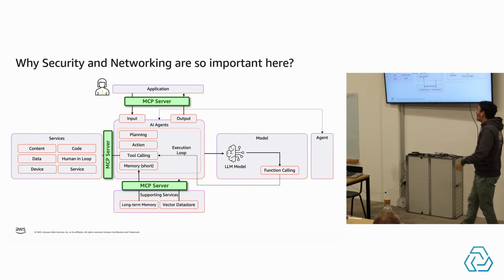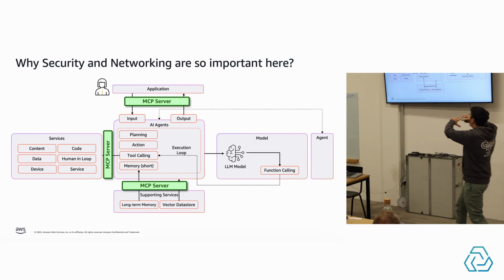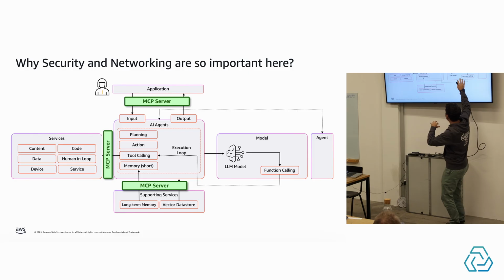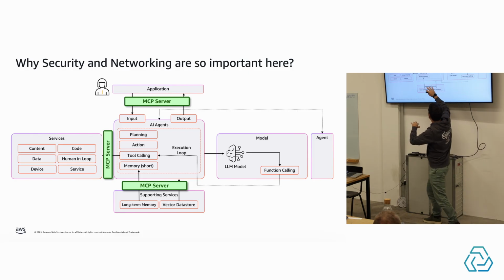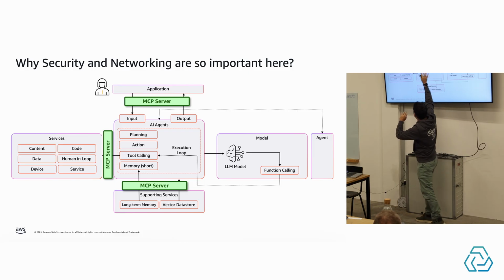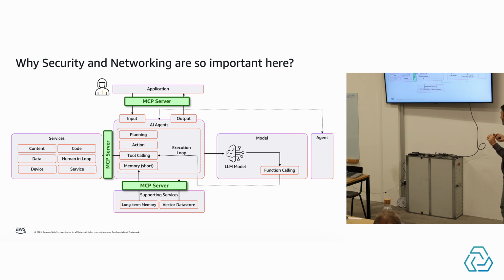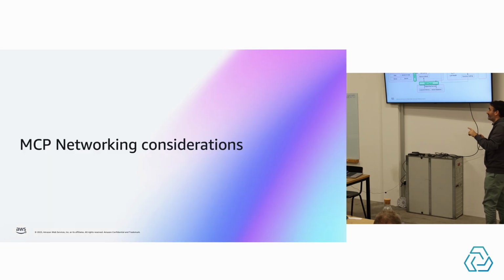Things start to become quickly complex, especially in enterprise context. You have your LLM model, you have AI agents that have these execution loops, they connect to applications, services, supporting services. Suddenly, you plug everything under MCP server, everything talks to everything else. Uh-oh, we have a problem. What about networking, first of all, and security, as we will see.